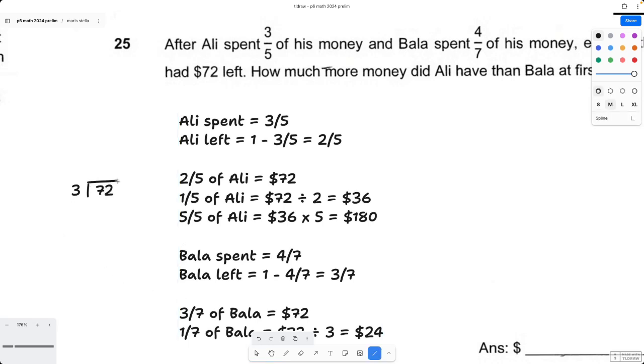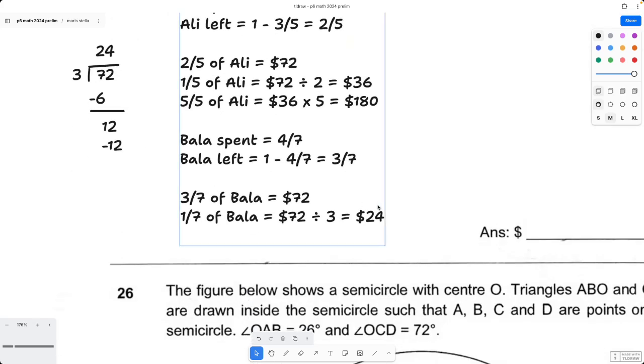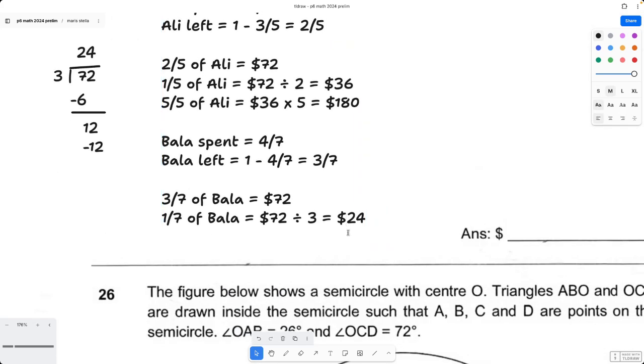So I can just put 72 minus 6, which is 2 times 3. And then 72 becomes 12, right? 12 minus 12. This will be 24, correct. Okay, so in this case, $24. And then 7 out of 7 of Bala is equal to 7 times 24.